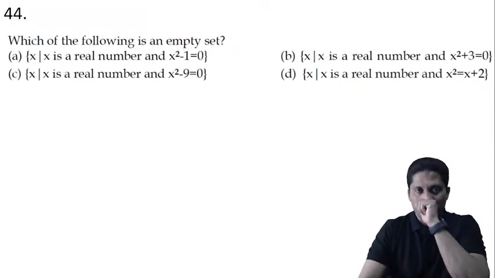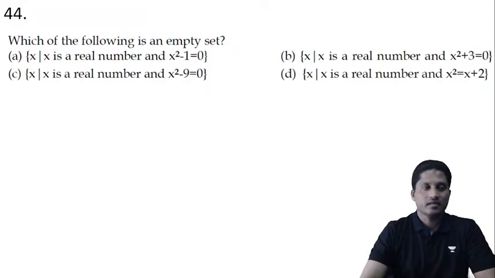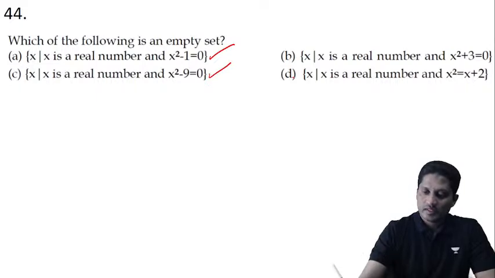Question number 44. Which of the following is an empty set? This is possible. This is possible. Even this is possible. This is an empty set.